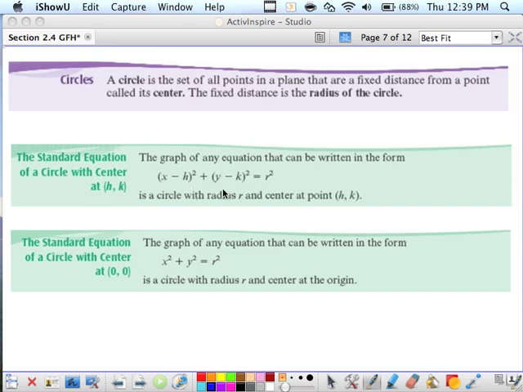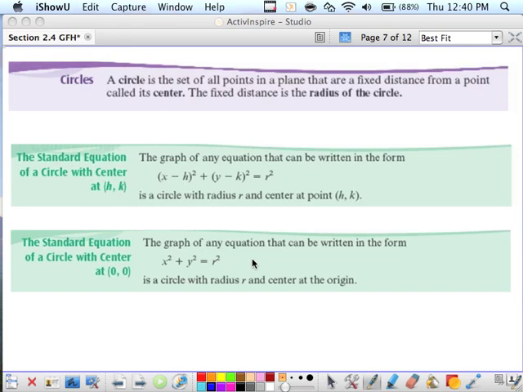And the same thing happens to the y value. Y minus k, quantity squared. Y minus 0 would be just y squared. So if you see a circle equation that's just x squared plus y squared equals a number, that means that that circle is centered at 0, 0. And you need to recognize both just very quickly. Those are the general ideas of what they will look like.